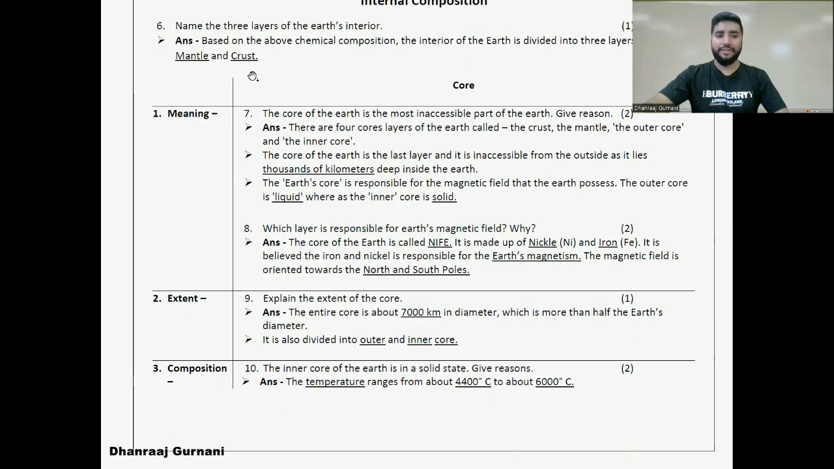Moving to extent, what is the extent of the core? Question number 9. The entire core is about 7,000 kilometers in diameter, which is more than half the Earth's diameter. And the core is divided into the outer core and inner core.